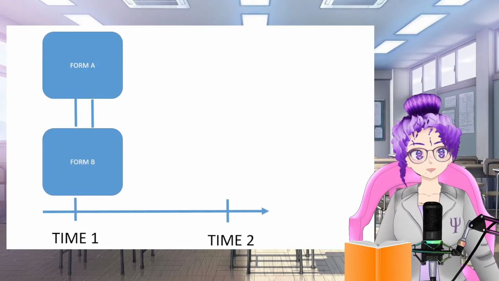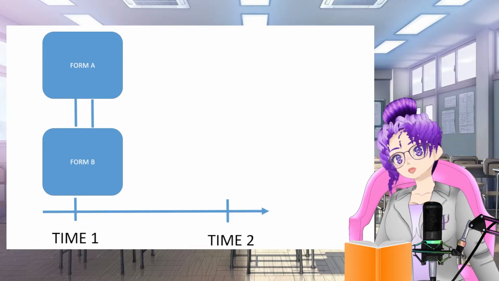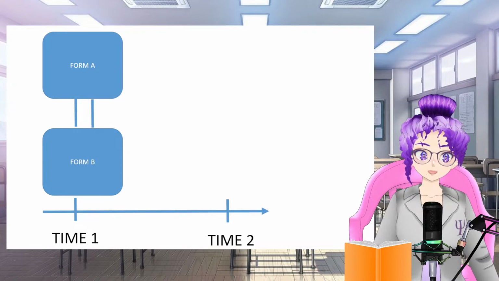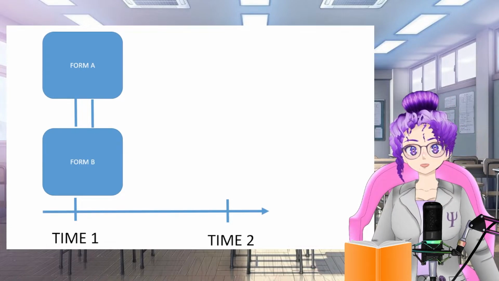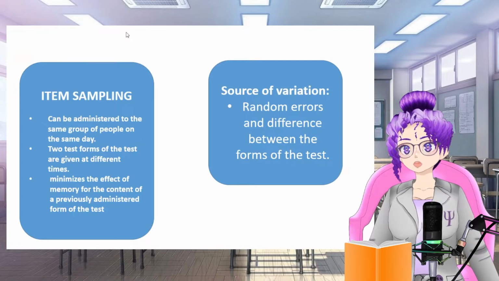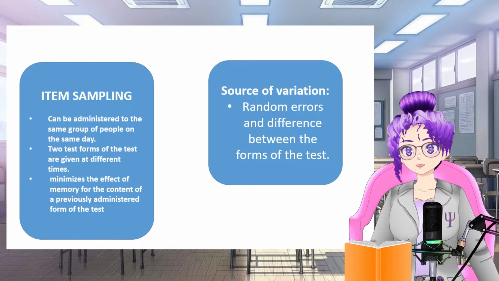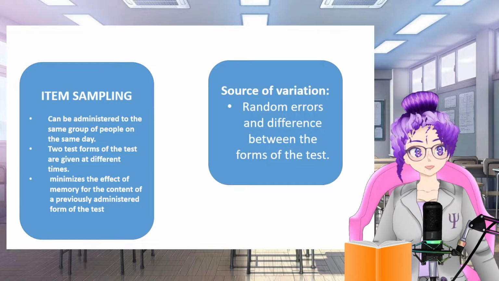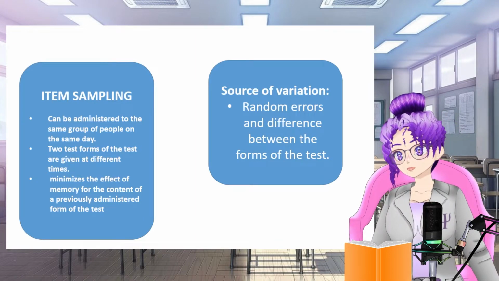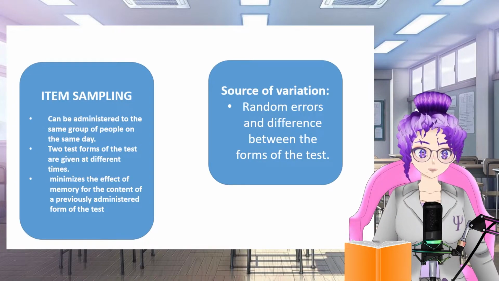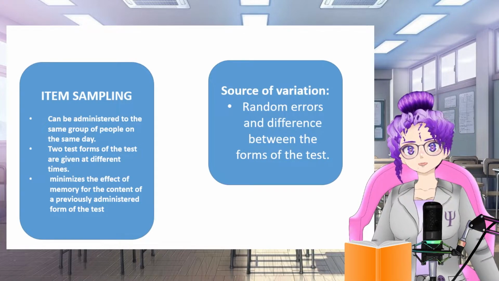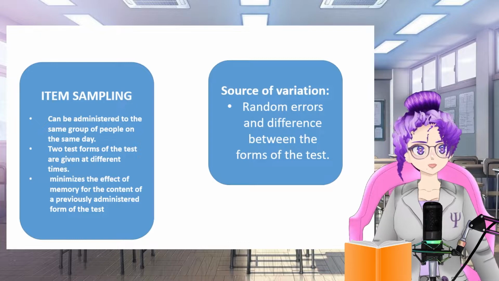Again, this is a visual illustration of what parallel forms reliability is. Form A and Form B are administered, and then their correlation is measured. Item sampling can be administered to the same group of people on the same day. Two forms of the test are given at different times, which minimizes the effect of memory for the content of the previously administered form of the test. The sources of variation or error that we are looking for are random errors and differences between the forms of the test.